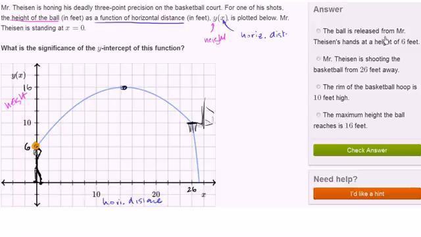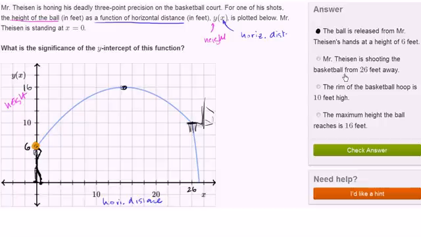The ball is released from Mr. Thiessen's hand at a height of 6 feet. Well, that looks exactly right. When x is equal to 0, the ball is at 6 feet. And not only is that right, but that is the significance of the y-intercept of this function. The y-intercept is the value of y, the height, when x is equal to 0. So that is indeed the significance of the y-intercept.